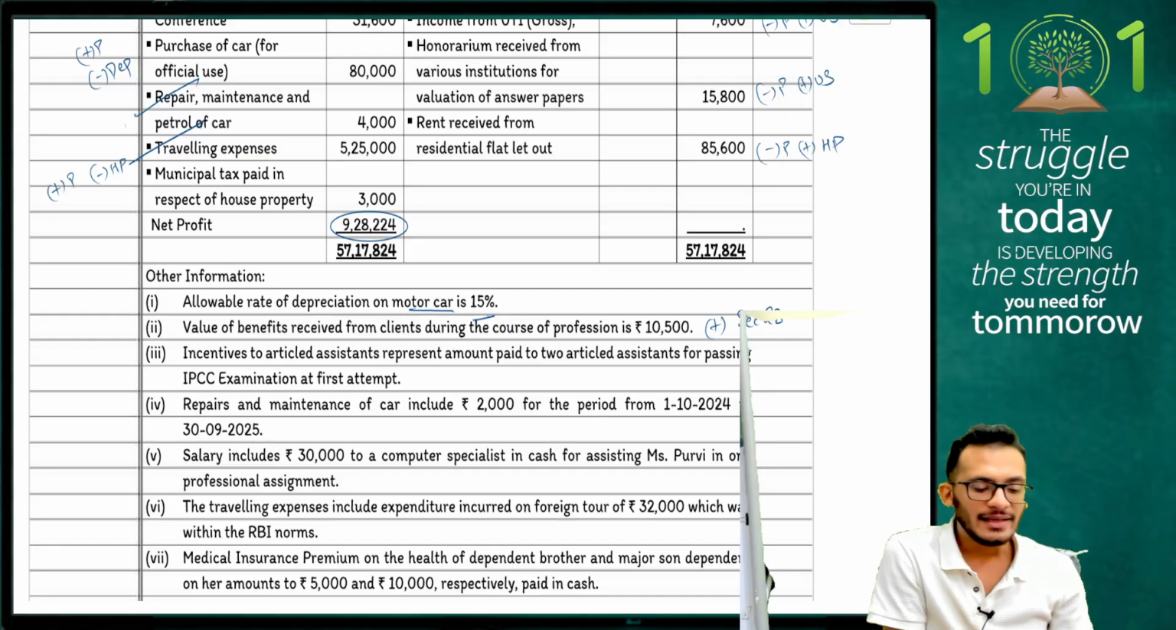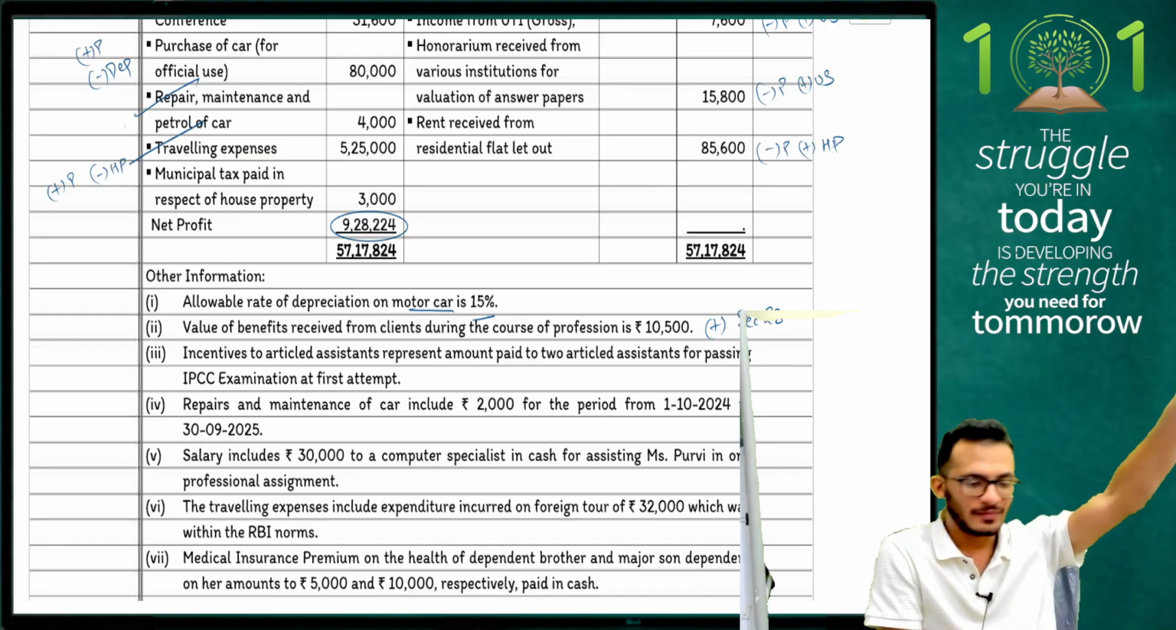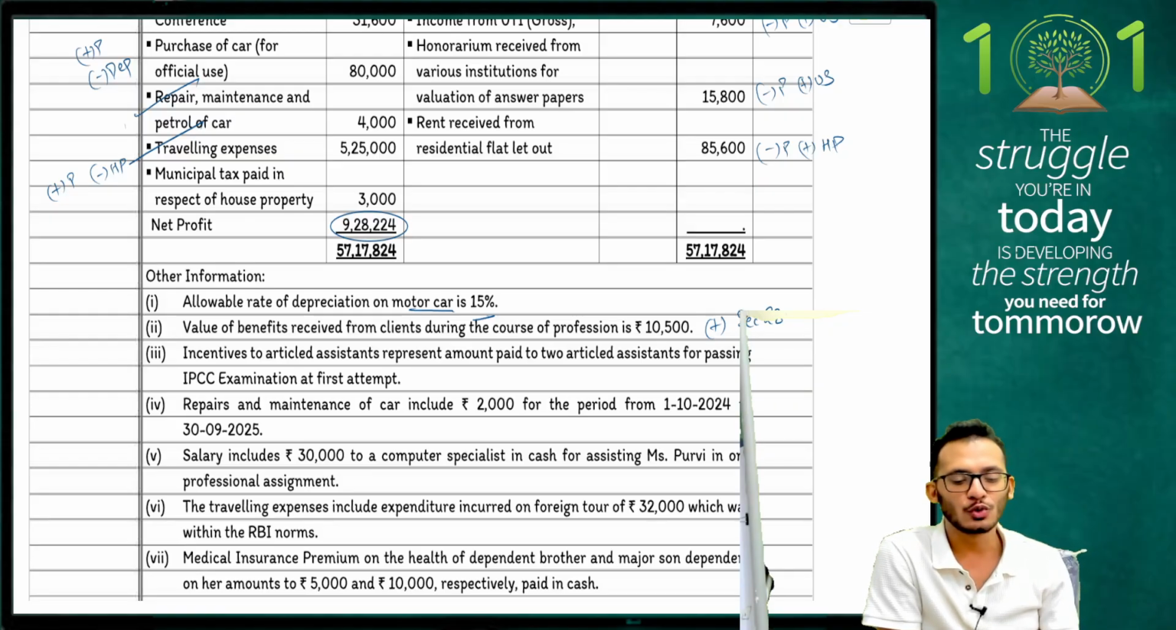Point number 3. Incentive to article assistants represents amounts paid to 2 article assistants for passing IPCC exam in the first attempt.